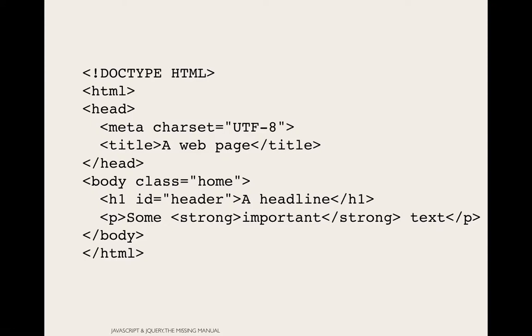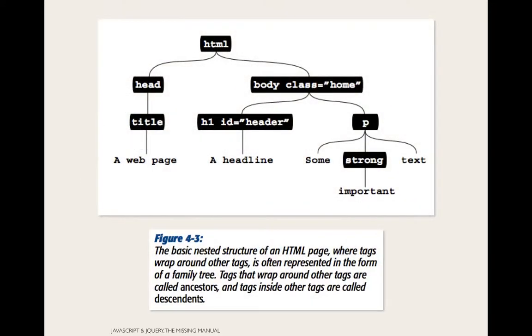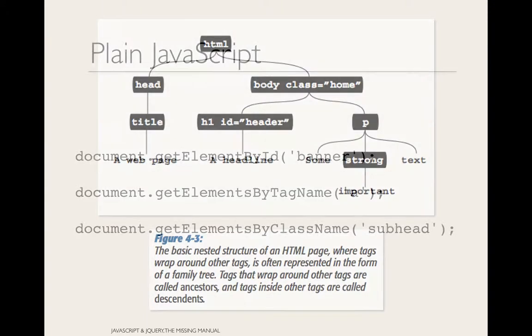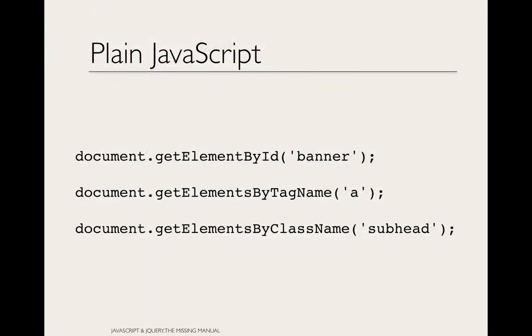Take a simple web page like this. You've seen something like this before. Body with the H1 and a paragraph tag. You break it out into its nodes. We have elements and attributes and text nodes. Nothing you haven't seen before. To address these with just plain old JavaScript, you have to use the proper DOM syntax.